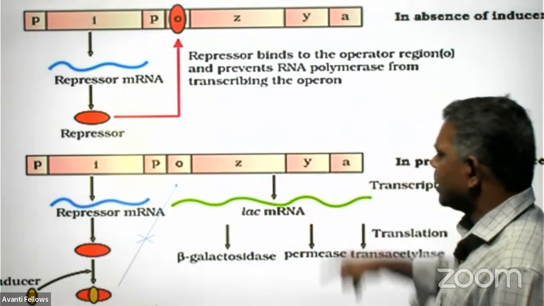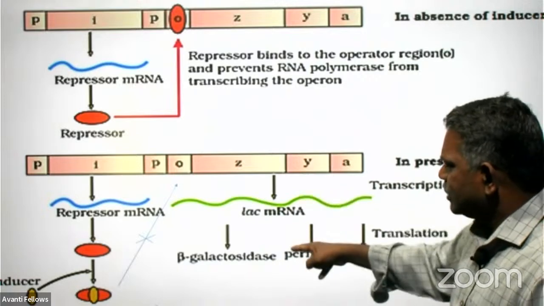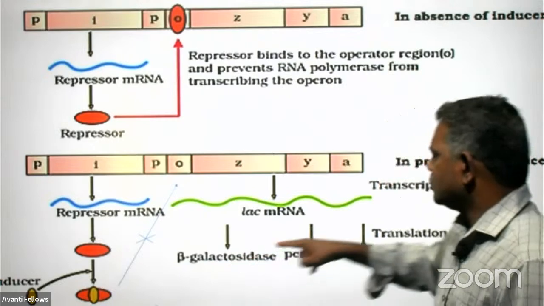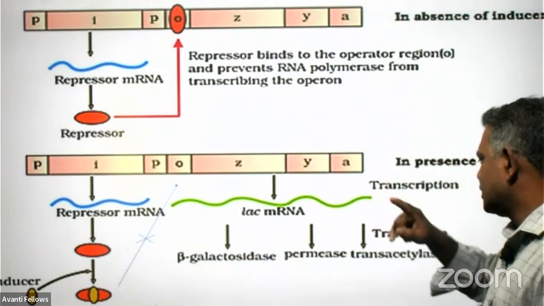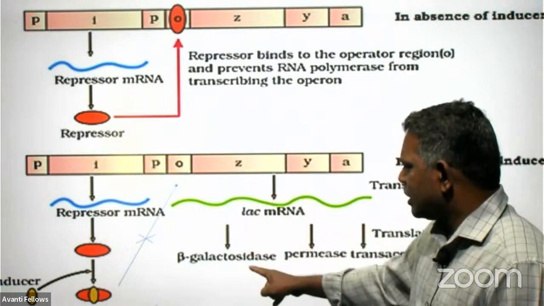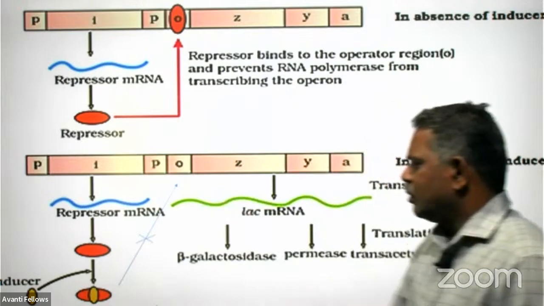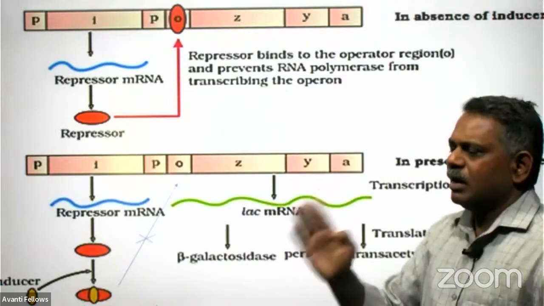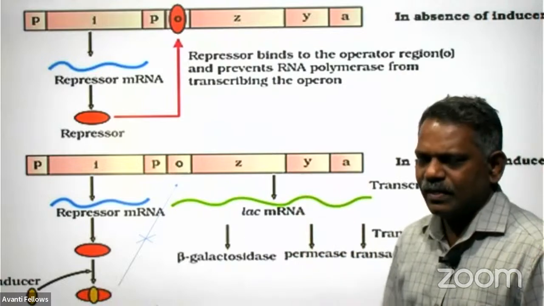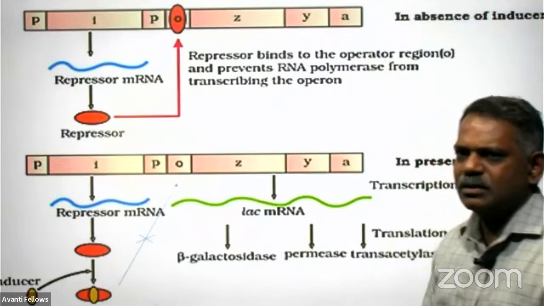The lac mRNA, and by using this lac mRNA, it goes for translation and produces three types of enzyme: beta-galactosidase enzyme, permease enzyme, and transacylase enzyme. And by using this beta-galactosidase enzyme, this inducer enters the body and goes for hydrolysis, or digestion. The disaccharide will be converted into monosaccharides.